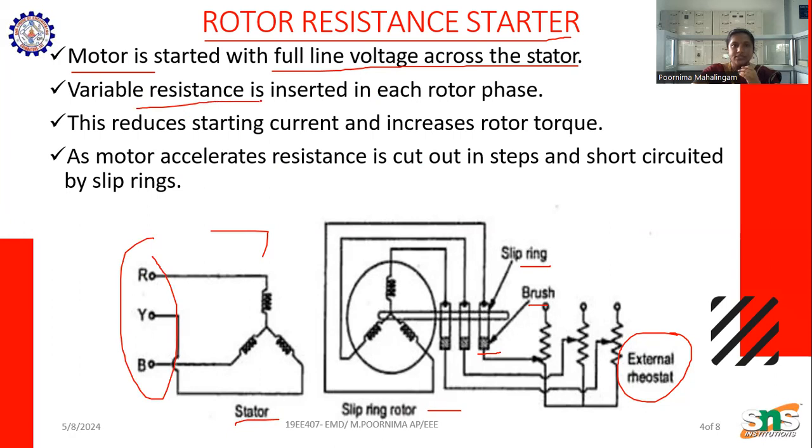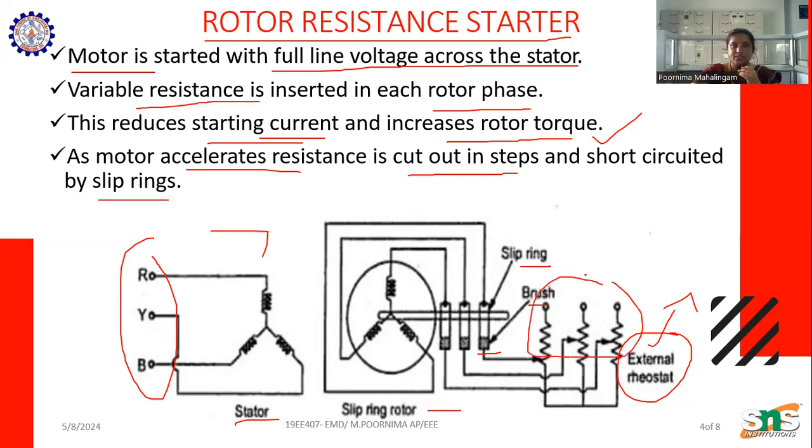The variable resistance is inserted in the rotor circuit, and this reduces the starting current. The torque produced by the rotor increases due to the reduced starting current. As the motor accelerates, the resistance is cut out in steps and finally short circuited by the slip ring. This is the rotor resistance starter.